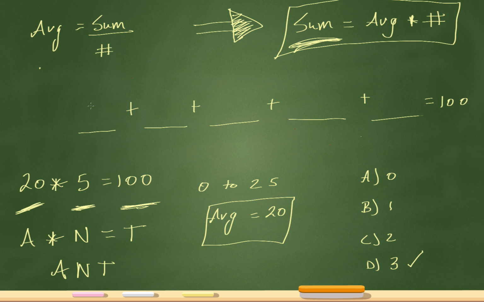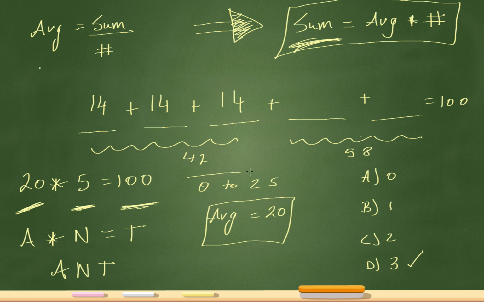Let's say 3 of these players scored 14 points. Then 14 times 3 is 42. So I know that this adds up to 42. That means that these two must add up to 58, right? Because 58 plus 42 would give me 100. Now remember, the problem is saying that each player scored anywhere from 0 to 25 points. So if it's 0 to 25 points and these are 58, then this would have to be 29 and 29 if you break it evenly, right?